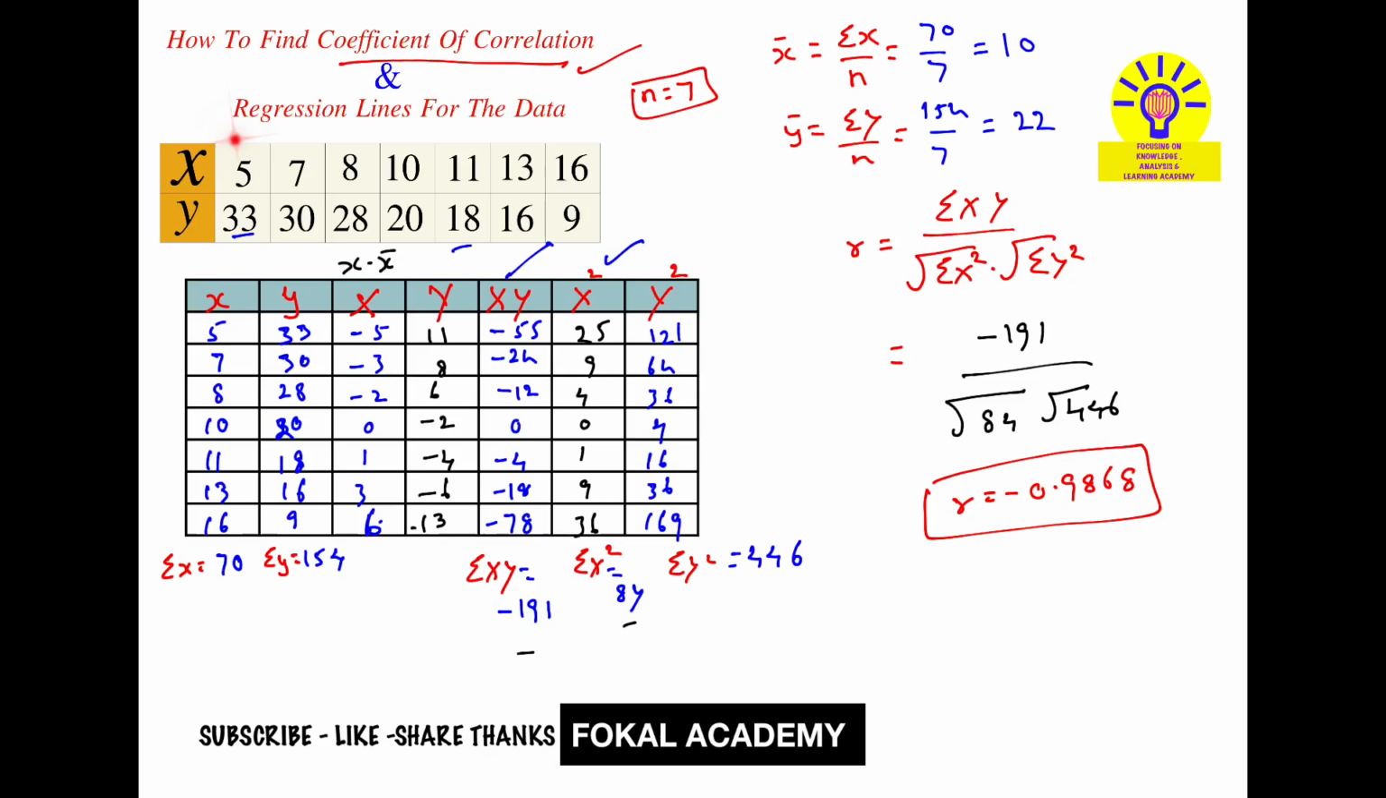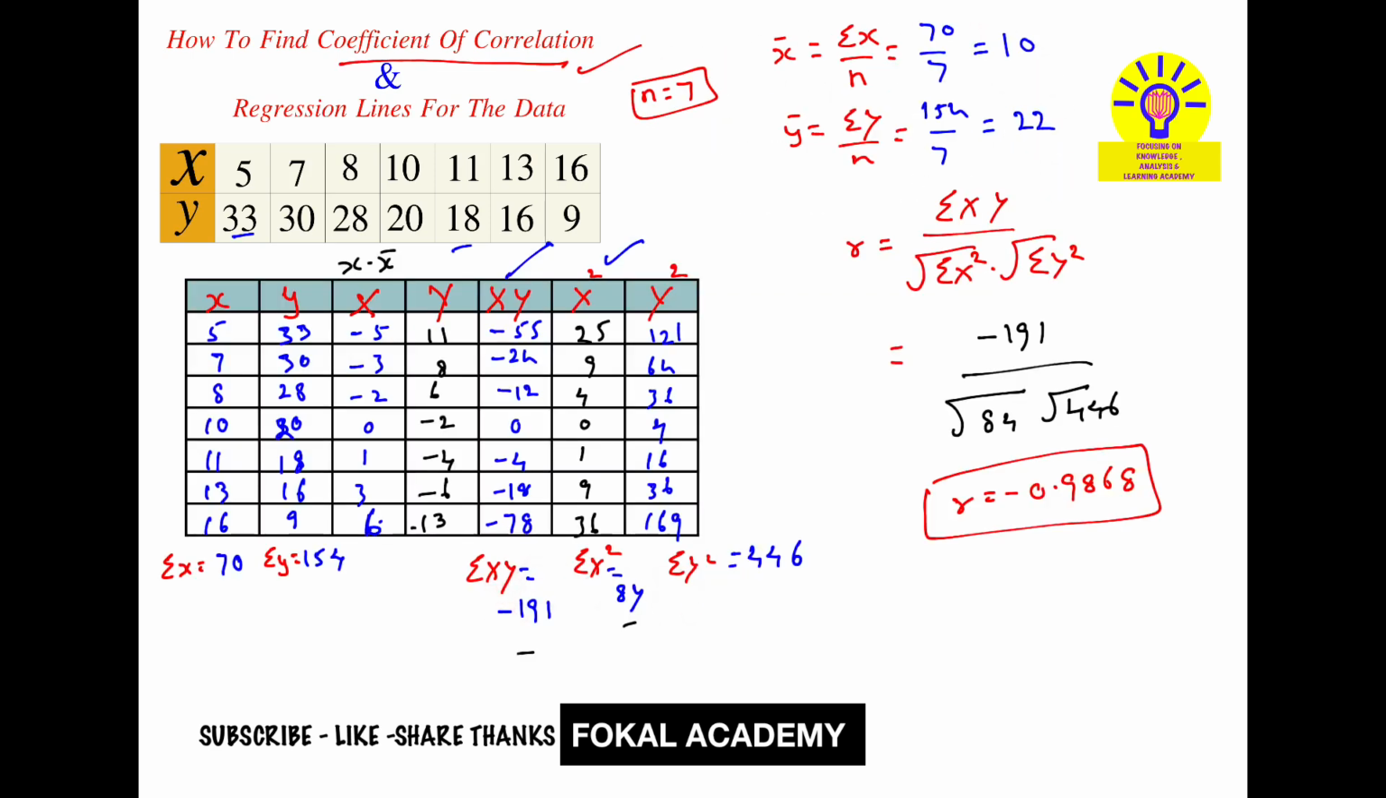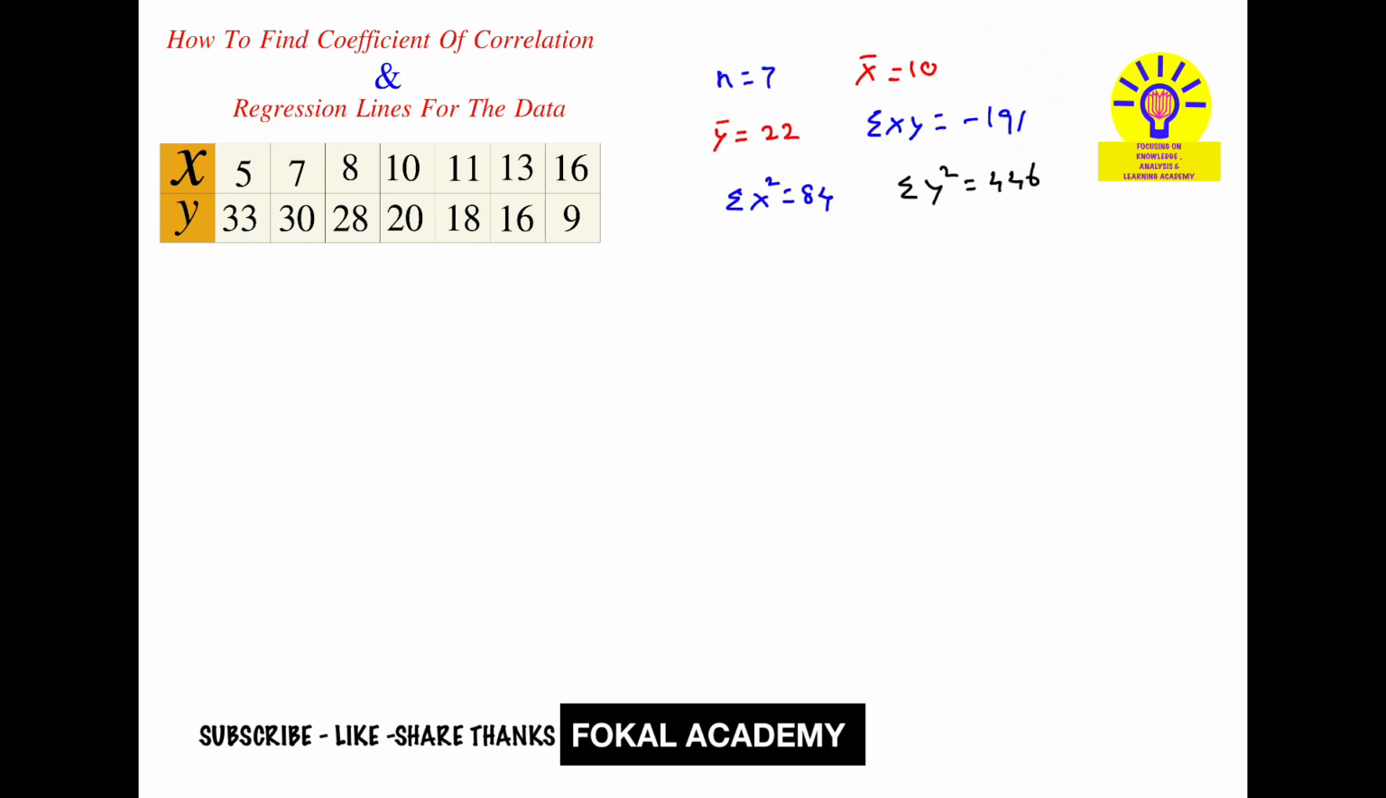Next, how to find regression lines. Here we get two types of regression lines. First of all, I am writing all the data, because this data is essential for finding the regression lines. I am writing again here. Now for the regression line, first find the regression slope. Slope of the regression line of y on x.